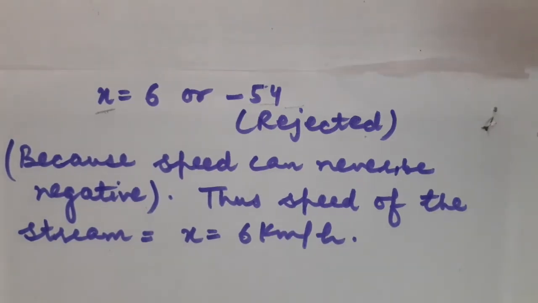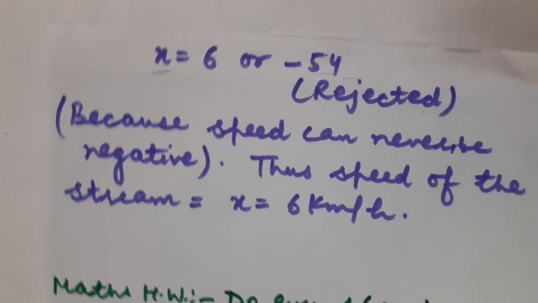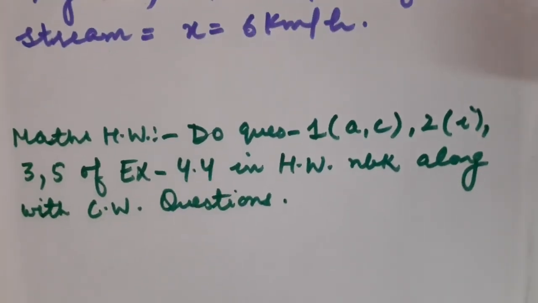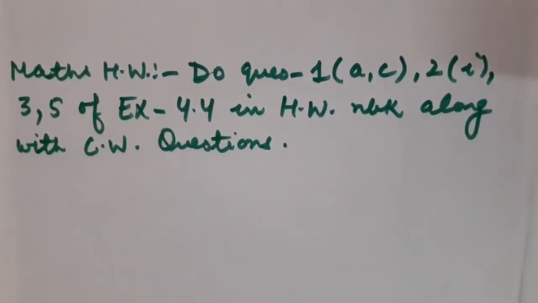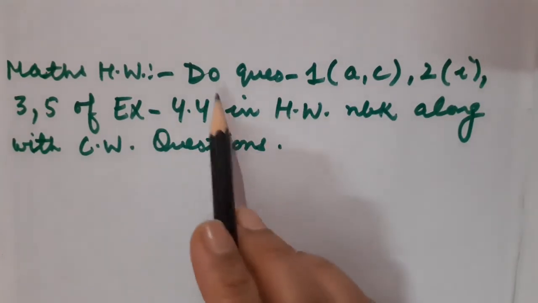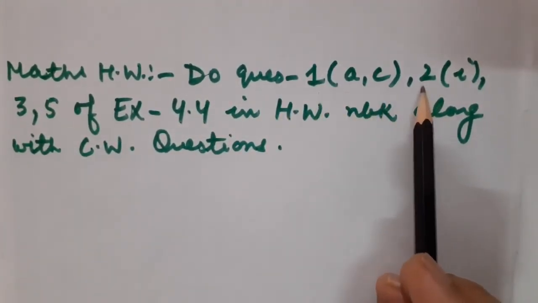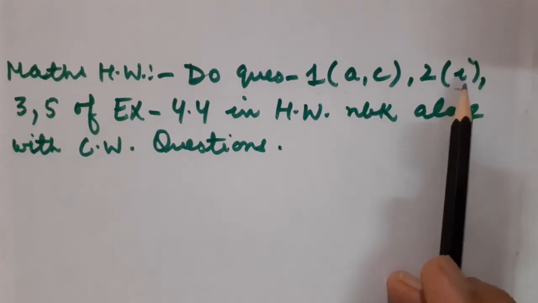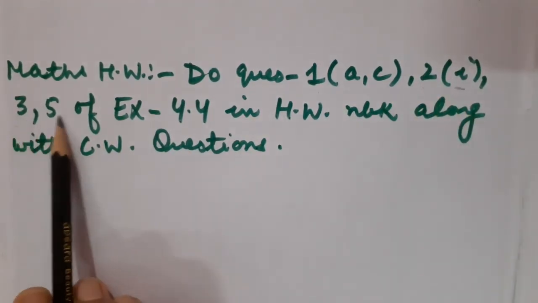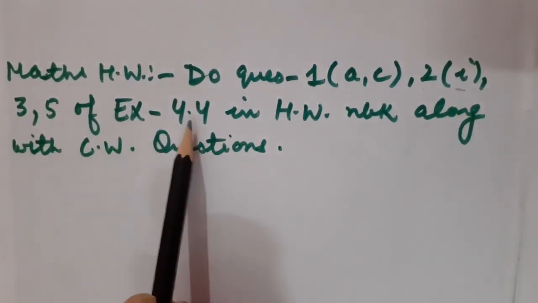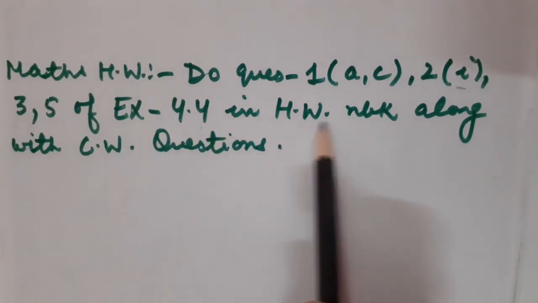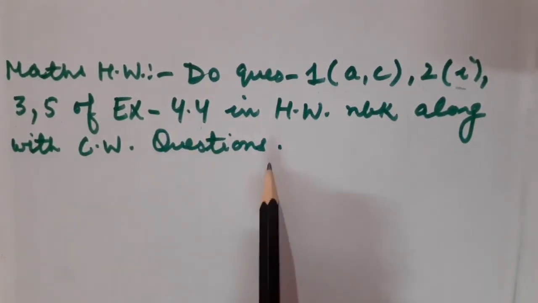Now children, that's it for the day. This is the time now to get the mathematics homework. Please note down your maths homework. Your maths homework is that you have to do questions: first question A and C, second question first part, that is A part, question number 3 and question number 5 of exercise 4.4 in the homework notebook, along with classwork questions.